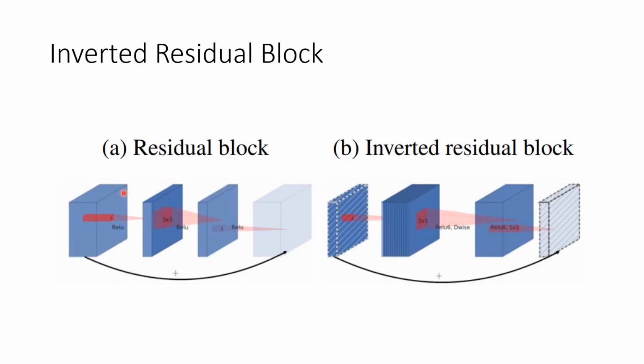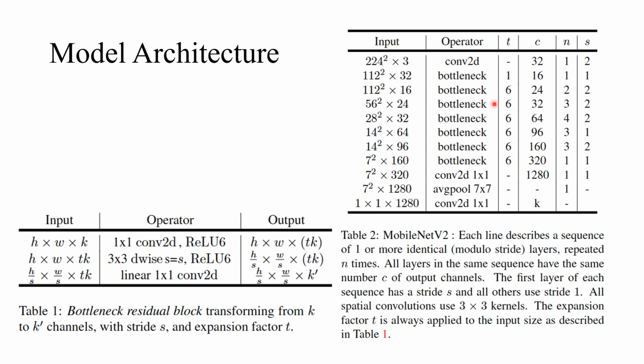On the left is the residual block that we just mentioned before. And now we want to introduce an inverted residual block. Basically, it expands the channels and then shrinks them, and it's proved to be doing pretty well on MobileNet. And the model architecture of MobileNet is like this: it has a convolution 2D and several bottleneck layers, and a convolution 2D and average pooling, and then another convolution 1 times 1.